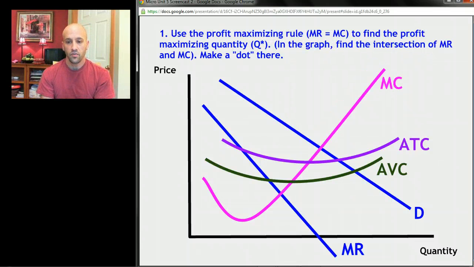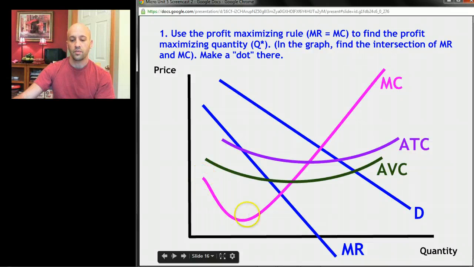Step number 1. Use the profit maximizing rule, MR is equal to MC, to find the profit maximizing quantity. In the graph, what that means is going to the intersection of marginal revenue and marginal cost. So we have the same exact profit maximizing rule as the perfect competitor did. Go to where MR is equal to MC. The only difference here is that MR looks a little bit different than it did in perfect competition. So following that step, again, here's the marginal cost curve, here's our marginal revenue curve, here's where they intersect. I'm going to put a dot right there.